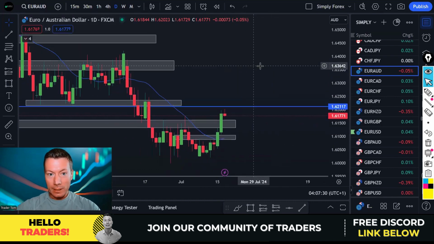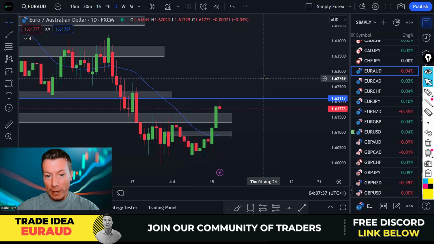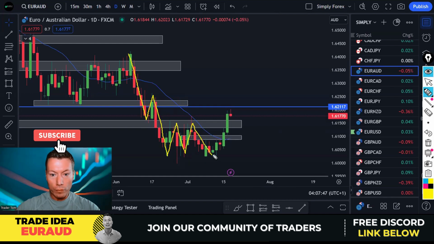Let's get started. The first trade idea is Euro against the Aussie dollar, because we have just had a fresh structure break. If we look at the day chart, remember, the day chart gives me my direction, and we were in a downtrend stroke range. But we have broken that range. We've broken this last high here, so we've broken out of this level.